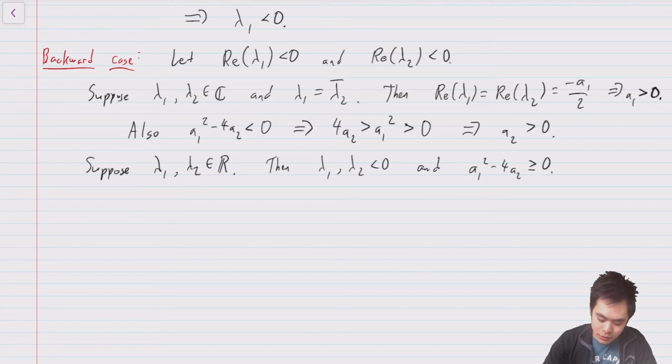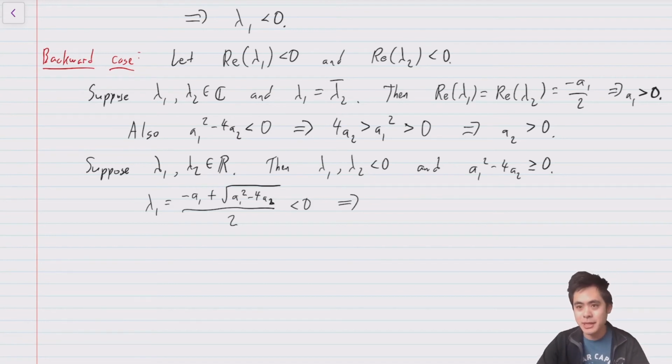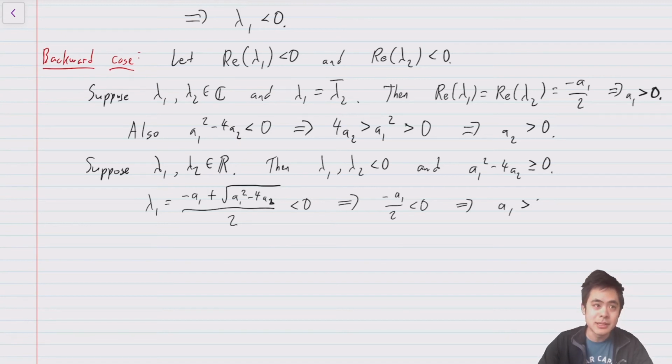So let's say that lambda 1 is equal to minus a1 plus the square root of a1 squared minus 4a2 over 2. But of course we know that the stuff underneath the square root is positive, and so that means that this half is positive, but the entire thing is less than 0. Well, in order for the entire thing to be less than 0, if one half of it is positive, the other half has to clearly be negative. So that implies that minus a1 over 2 is negative, which implies that a1 is positive.